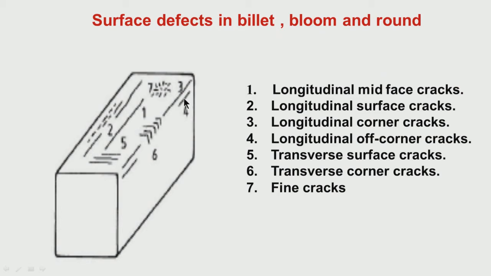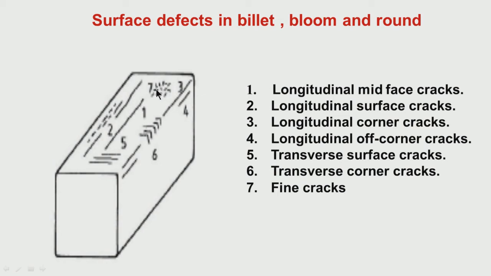Look at location 4 here and here. They are off corner cracks, not exactly at the corner, but slightly off from the corner, but not mid face. Mid face would have been here, like 5. So, this 4 is called a longitudinal off corner crack, and there may be some fine cracks anywhere on the surface. So, we call them simply fine cracks on the surface.